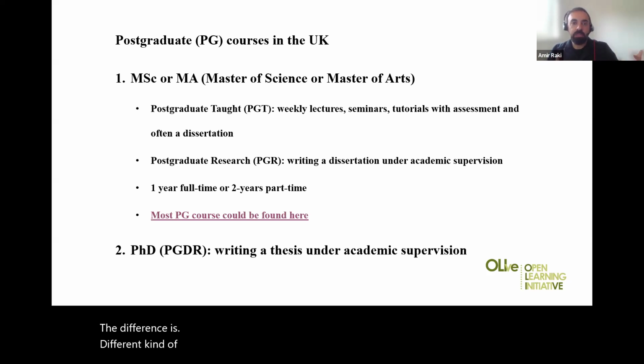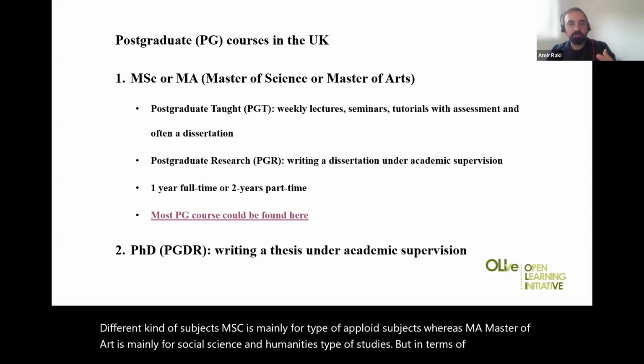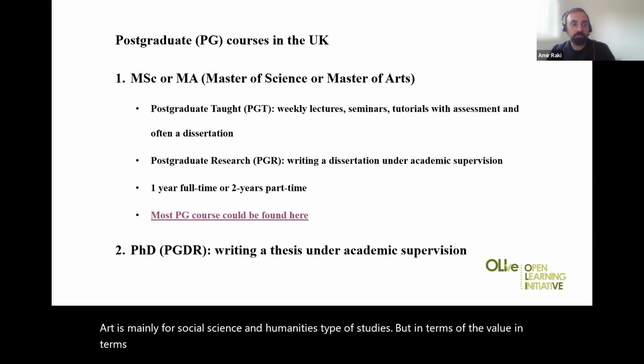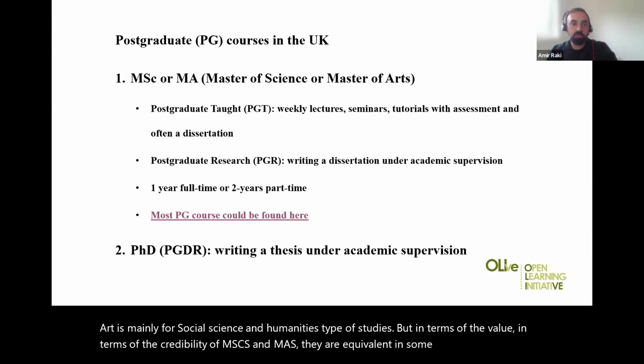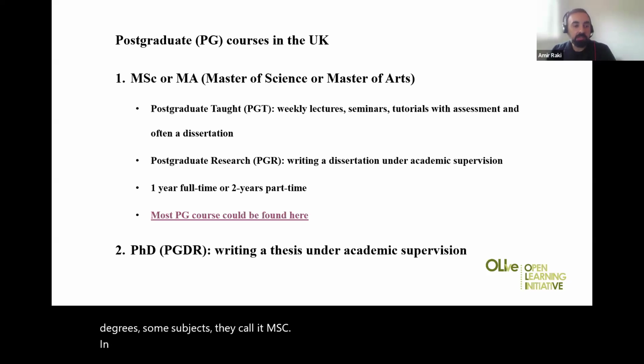MSc is mainly for applied subjects, whereas MA, Master of Arts, is mainly for social science and humanities type of studies. But in terms of the value, in terms of the credibility of MScs and MAs, they are equivalent. In some universities, some degrees, some subjects, they call it MSc. In some, they call it MA.